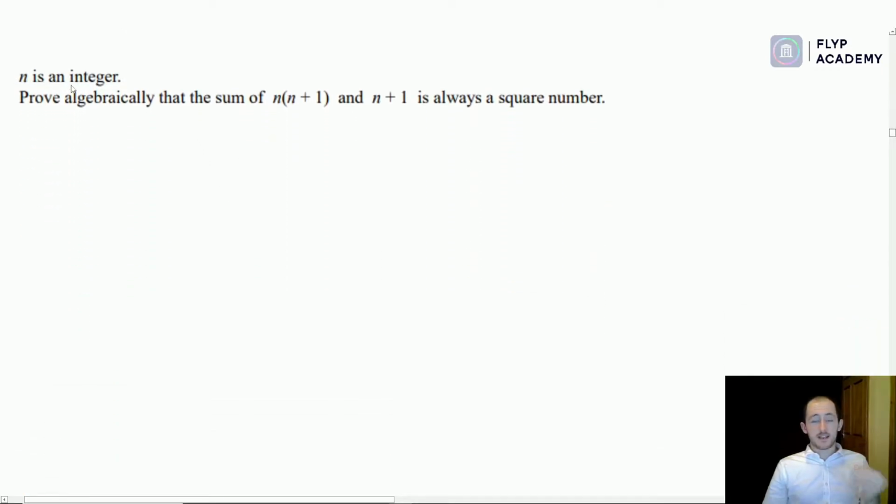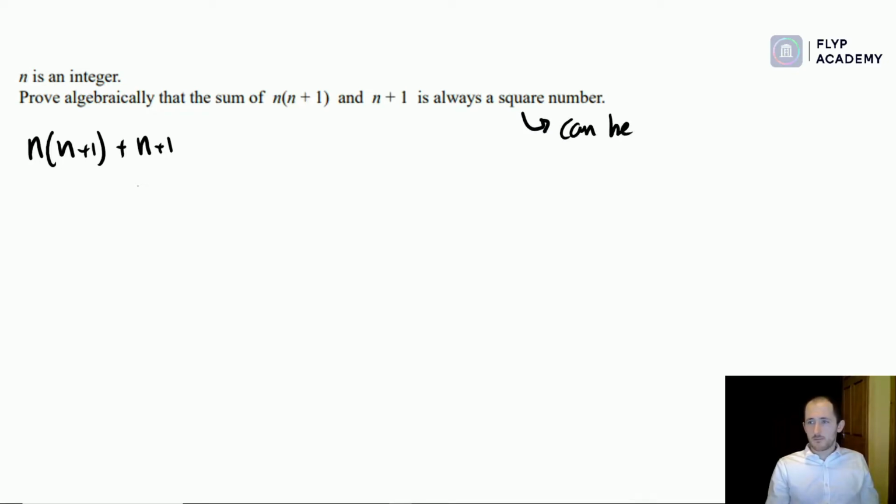Next one. n is an integer. Prove algebraically that the sum of n, n plus 1, and n plus 1 is always a square number. So again, if you're unsure, just do what they say. The sum of. So sum just means you're adding. Now if I look at this, I can't really prove it's a square number, right? If you remember, a square number is a number that can be square rooted and gives a whole value, right? Not a long decimal, okay? Or an irrational number. Okay, so what if I expand the brackets?